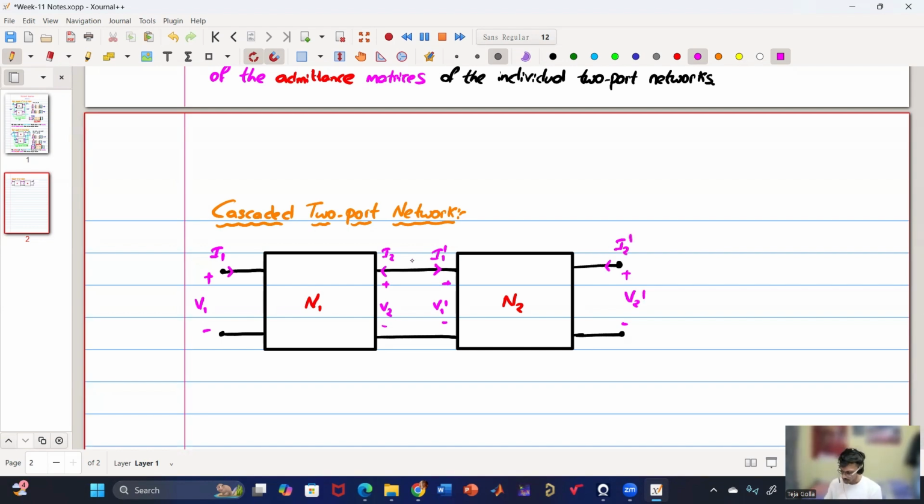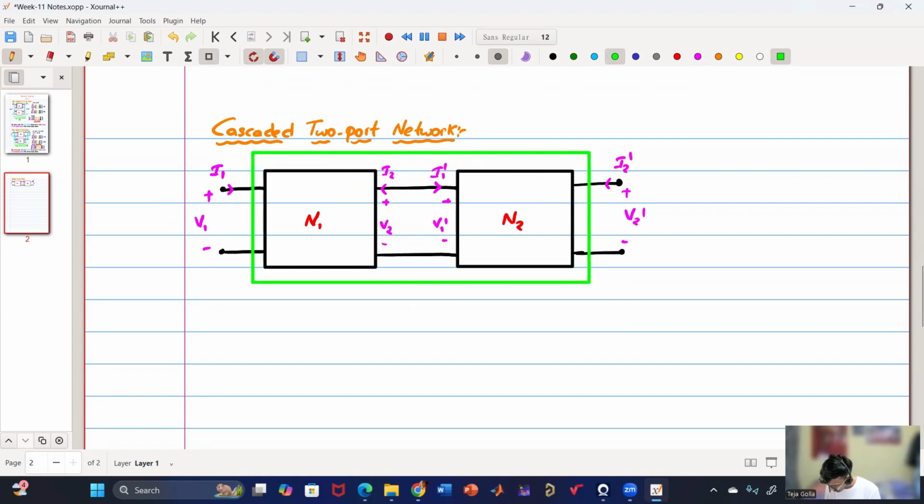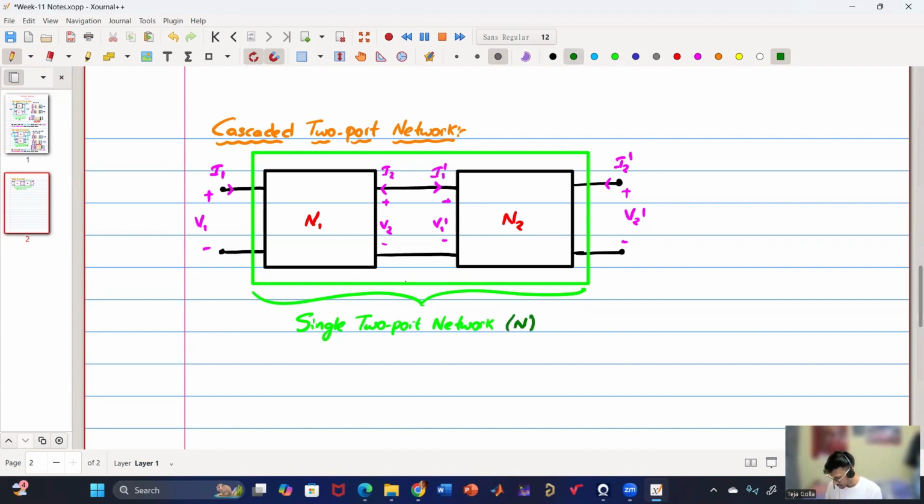So now this is the overall network. What we are trying to do is again the same thing: we are combining this into a single two-port network, and let us call that two-port network N. Now in this case, how are we going to proceed further? Which parameters are helpful and why?